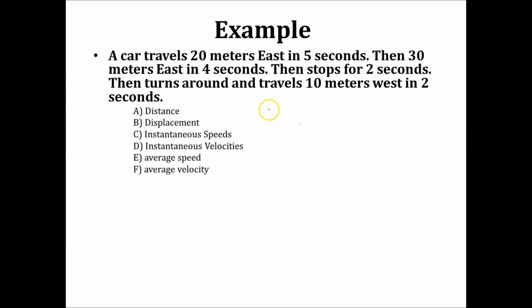So let's go ahead and solve this one. I would recommend sketching this problem out to start with. For example, we have our car first traveling 20 meters east here. Let's call that segment A. Then the car is going to travel 30 meters east here. Let's call that segment B. He's then going to stop, so we'll call that stopping period segment C. And then he's going to come backwards west for 10 meters. So there's kind of a visual, and we'll call that segment D.